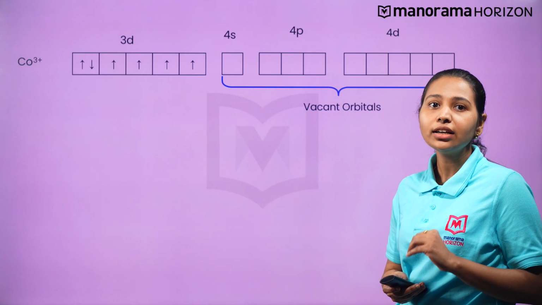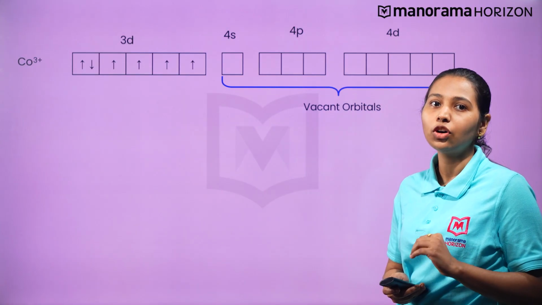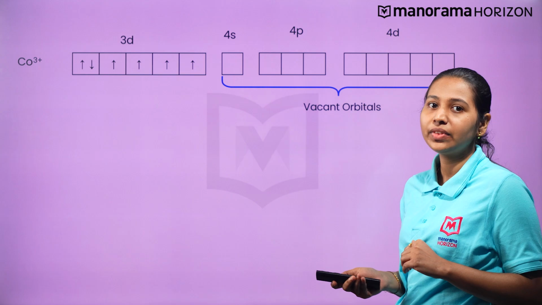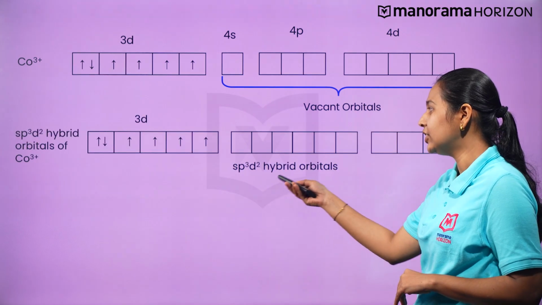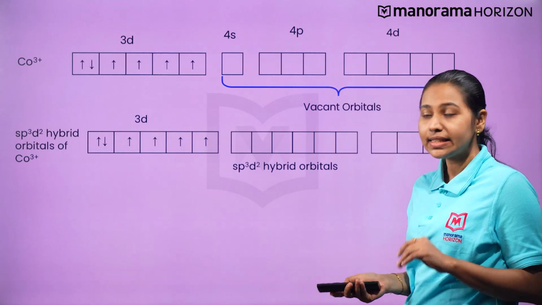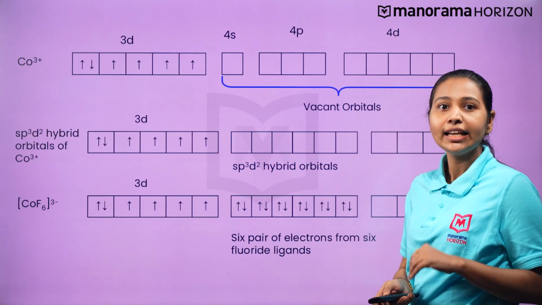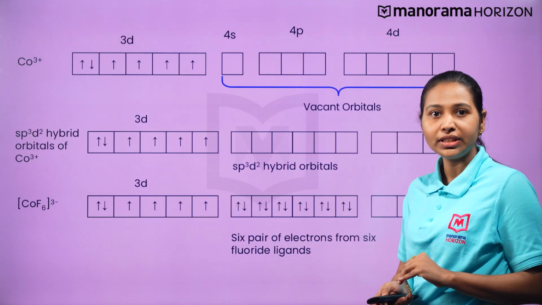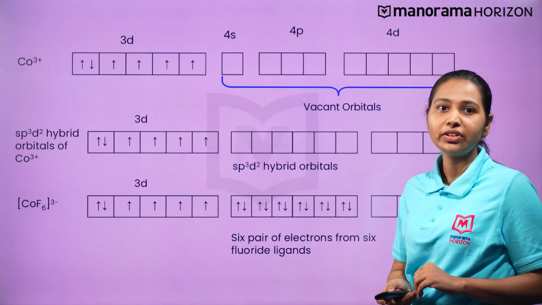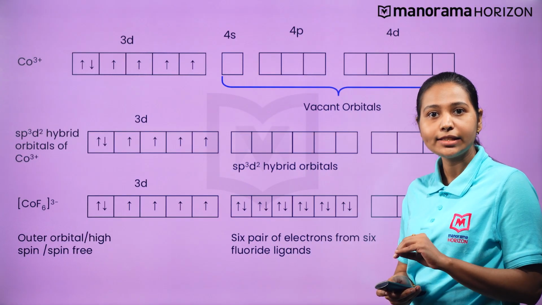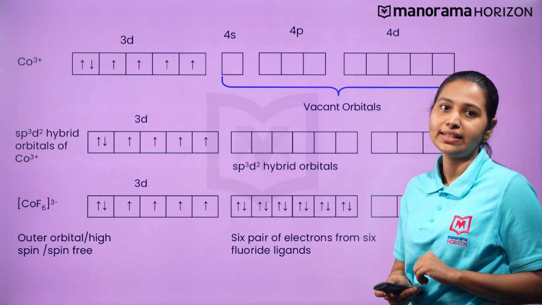However, there are complexes where outer orbital, say here 4d, is used for hybridization. This results in sp3d2 hybrid orbitals. The 6 pairs of electrons, each from 6 fluoride ligands, will occupy the hybrid orbitals and give octahedral geometry. Such complexes are called outer orbital or high spin or spin-free complexes.